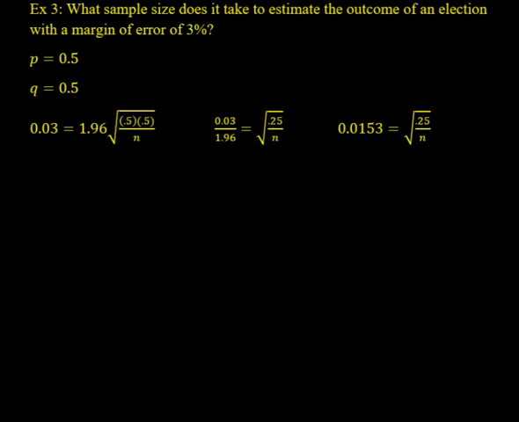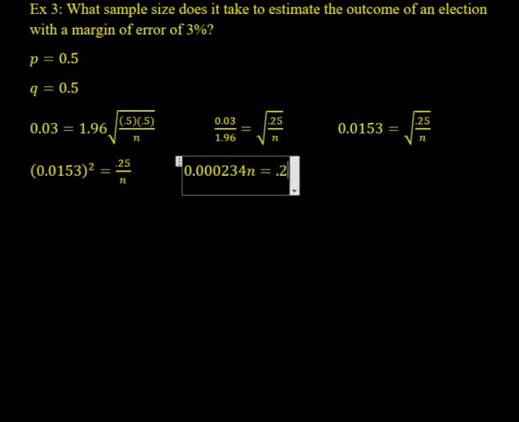So I get 0.0153 squared, which equals 0.25 over n. Multiply that n to the other side. So we're going to get 0.000234 n, which equals 0.25.